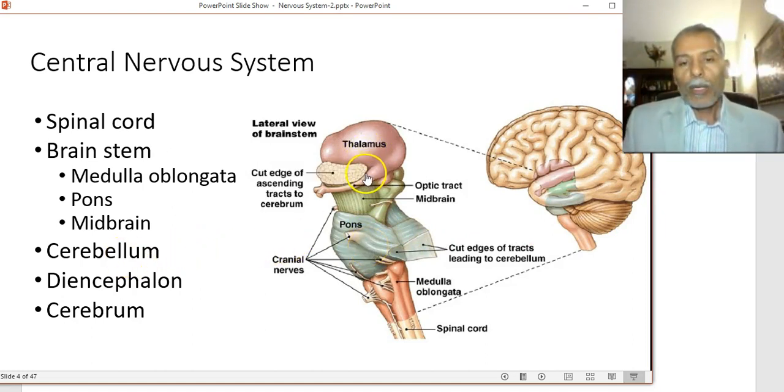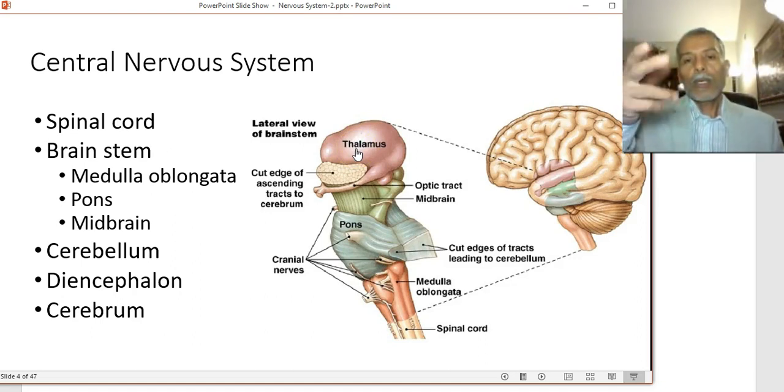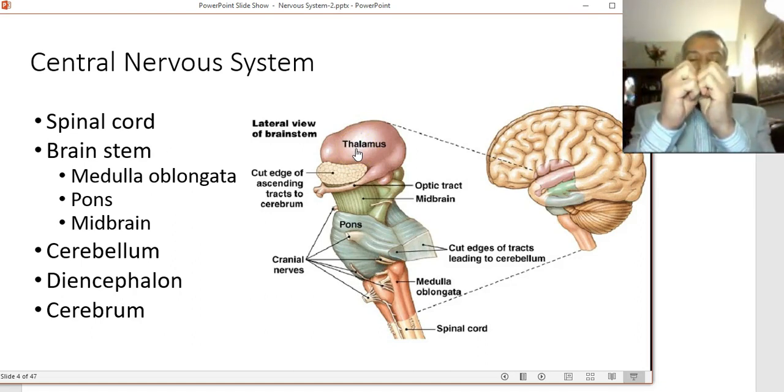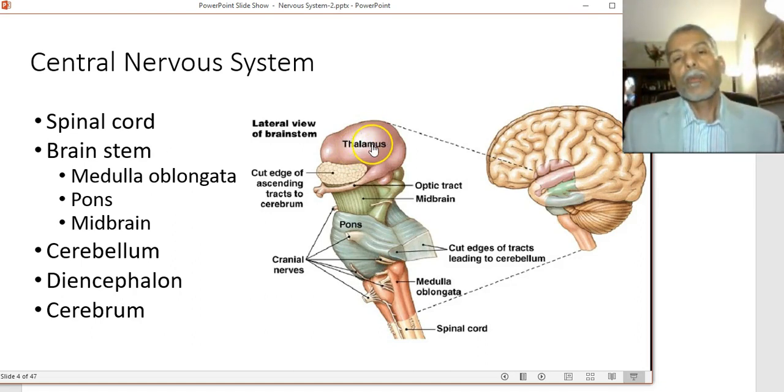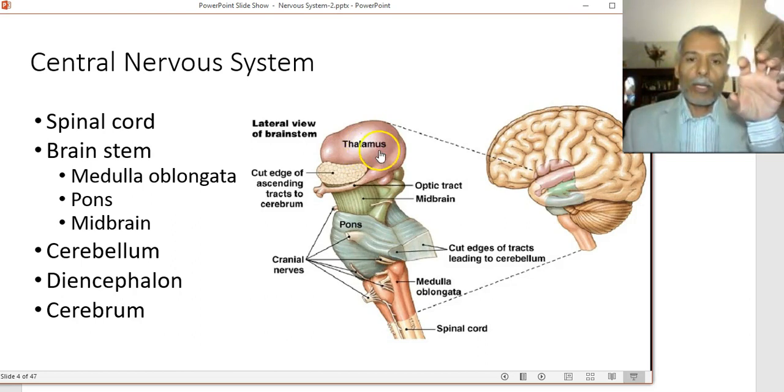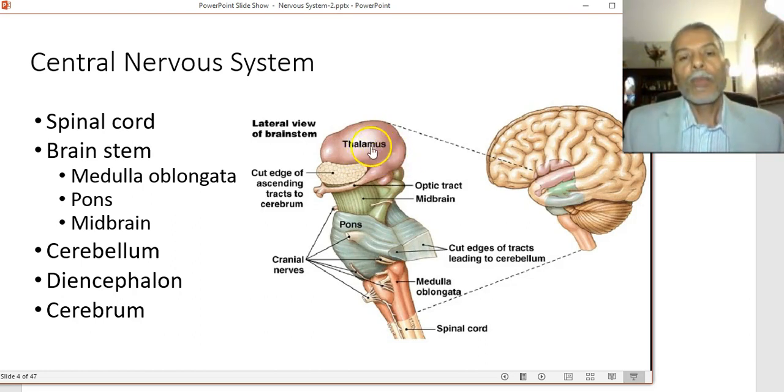Then on top of the midbrain, we have this structure. It's about the size of a bird's egg. And this structure is called the thalamus. There are two of them, one on each side. And you call the two of them the thalamic nuclei. A nucleus is a cluster of cell bodies that is deeper in the brain. So that is one, we call it thalamus, and two, we call them thalamic nuclei.